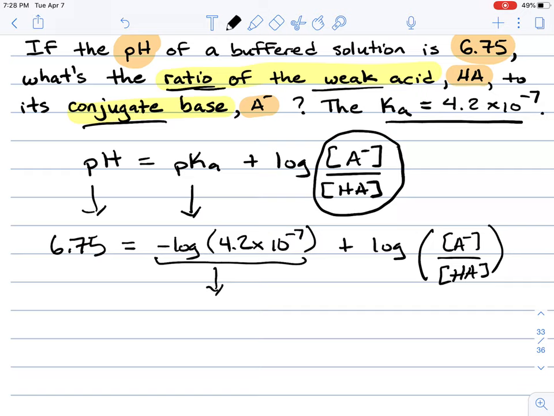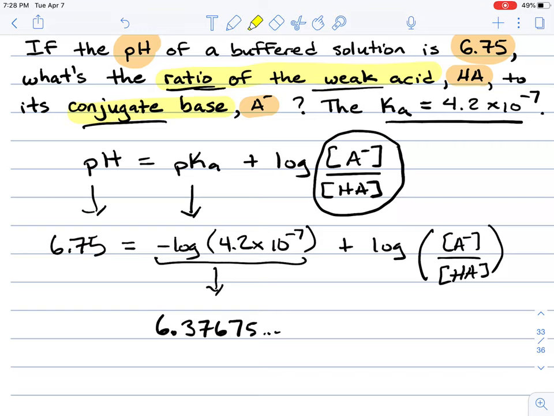Now, if we express this into our calculator, we have the negative log of 4.2 times 10 to the negative 7. That's going to give us 6.3767, and then 5, and there's a whole bunch of numbers.